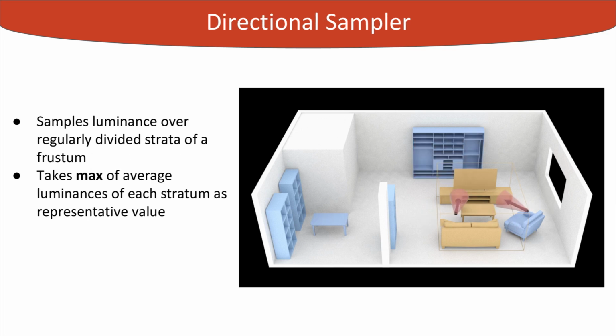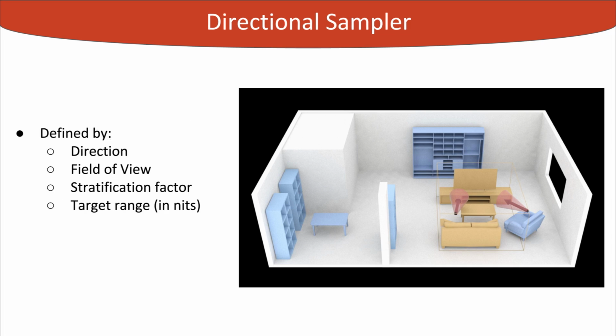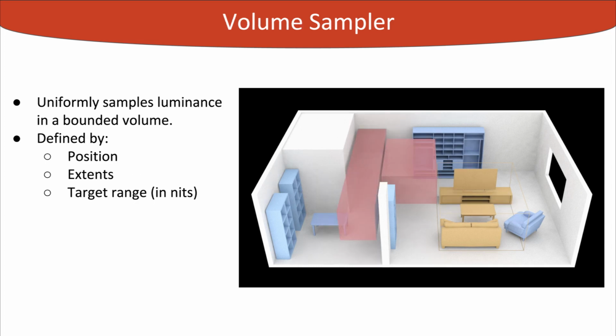Next, we have directional samplers. They sample luminance over regularly divided strata of a frustum. We use the max of the average luminances of each stratum as the representative value. They are defined by their direction, field of view, stratification factor of the frustum, and target luminance range in nits. Lastly, we have volume samplers, which uniformly sample luminance in a bounded volume. They are defined by position, extents, and target luminance range in nits.